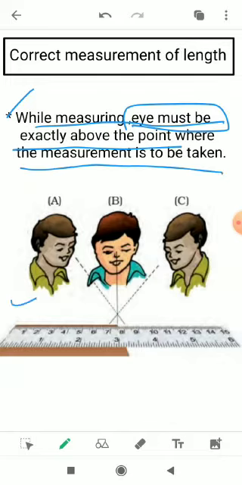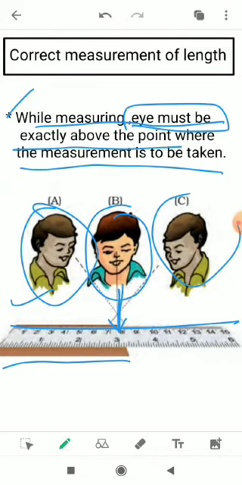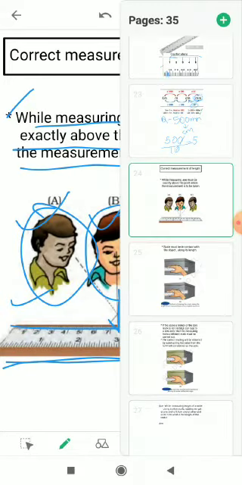For example, in this picture you can see 3 students are measuring the length of this object using a measuring scale. But this person has kept his eyes exactly above the object while the others have not. So of course this person will get an accurate result of measuring this object, while these two will find an inaccurate result.